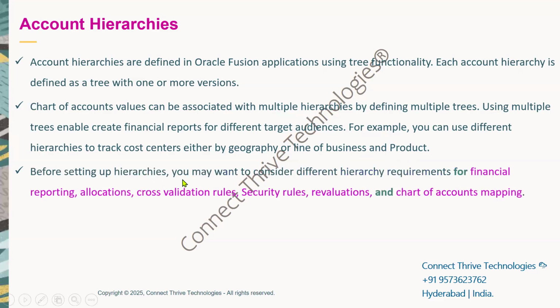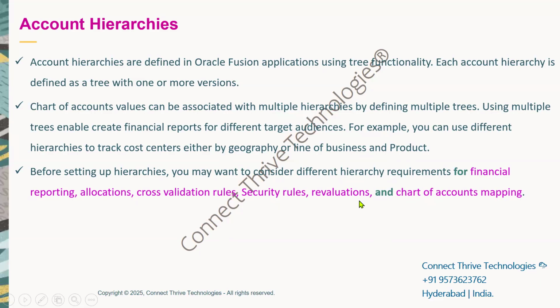See here, before setting up hierarchies, you may want to consider the different hierarchy requirements for financial reporting, allocations, cross-validation rules, security rules, revaluation, chart of account mapping, etc. I am just giving a few functionalities where we will use account hierarchies. In financial reporting, like FRS Studio, we will use it, and at the Smart View level we will use it, and we have Account Inspector where we will use it on an ad hoc basis, and then we have cross-validation rules, security rules, and revaluation.